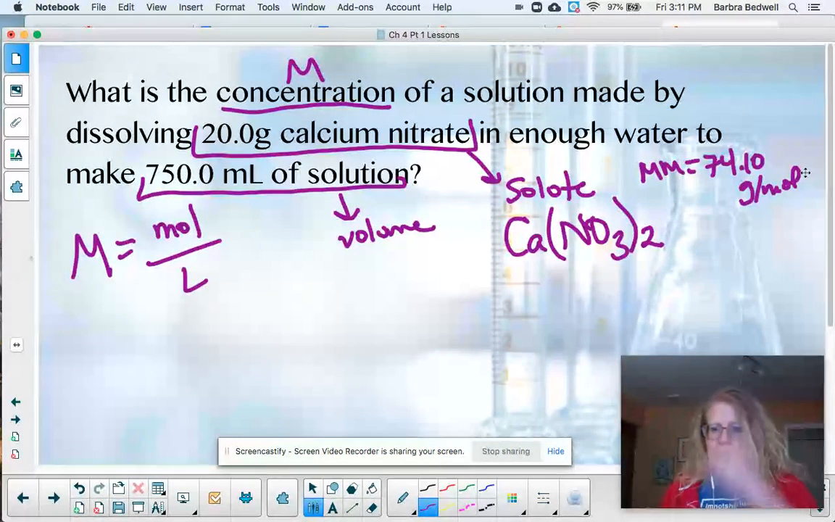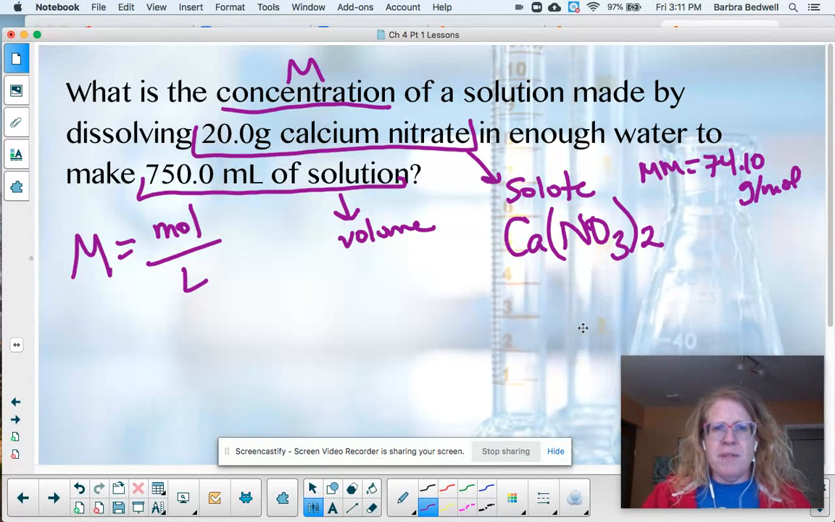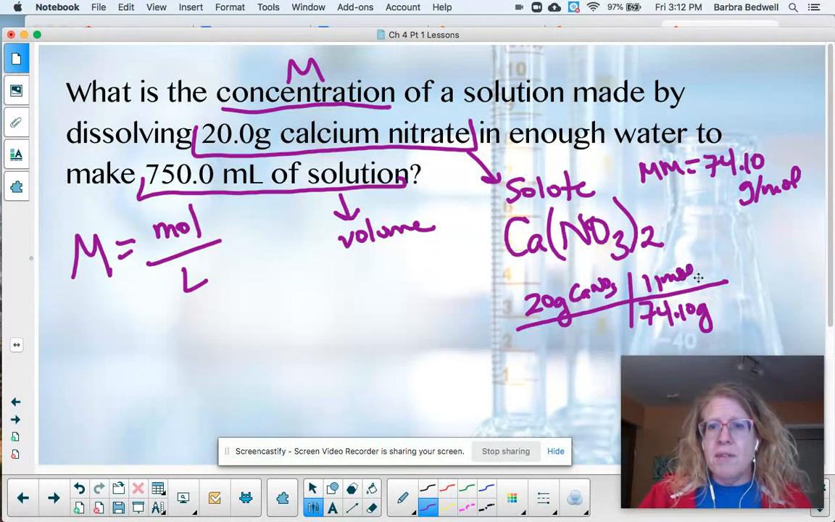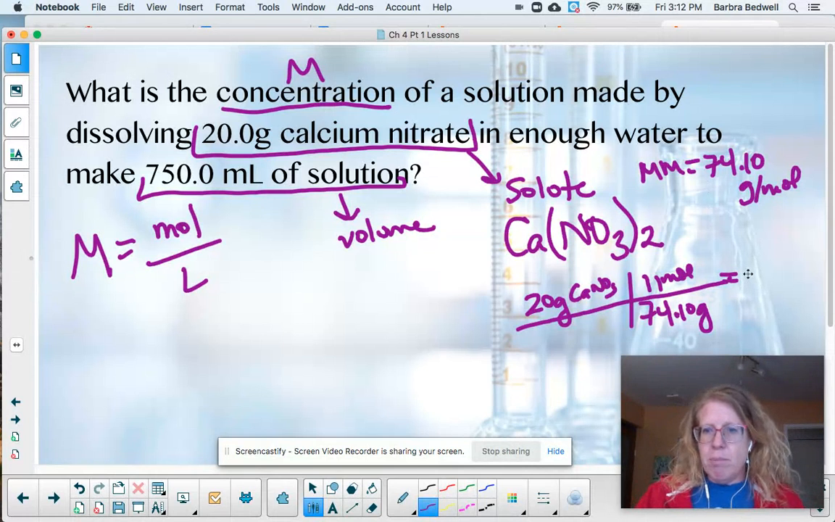So first thing you need to do, convert grams to moles. I just do it in a little wonder fraction somewhere off on the side. 20 grams of calcium nitrate. And if I'm trying to convert it, I would do 74.10 grams equals 1 mole of this particular substance. So 20 grams divided by 74.1 equals this. 0.2, let me check sig figs. Looks like 3 sig figs up here is what I see, right?